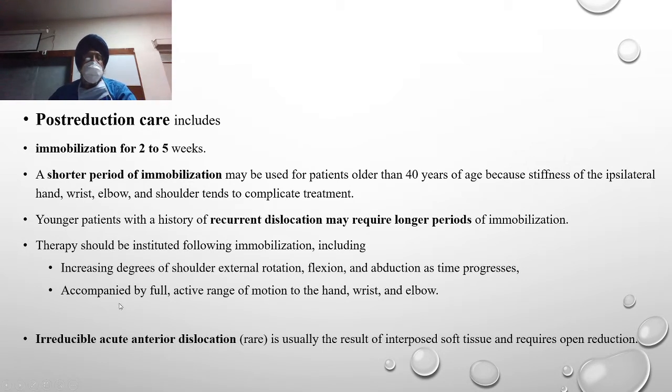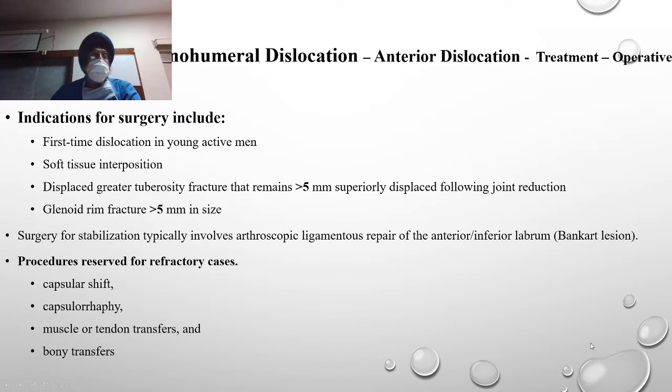Irreducible acute anterior dislocation, rare, is usually the result of interposed soft tissue and requires open reduction. Indications for surgery include first-time dislocation in the young active man, soft tissue interposition, displaced greater tuberosity fracture that remains more than 5 mm displaced following joint reduction, and glenoid rim fracture more than 5 mm in size.